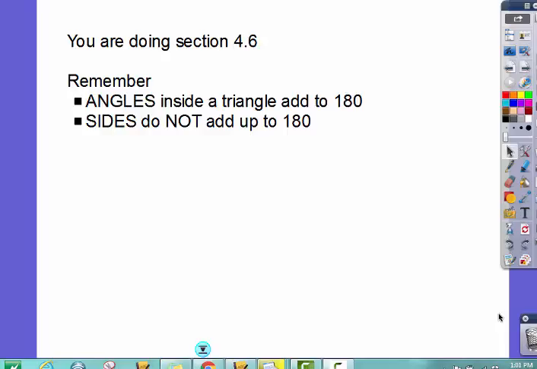First thing is that angles inside the triangle add up to 180, but the sides do not add up to 180. Okay? Angles deal with 180. Sides do not deal with 180.